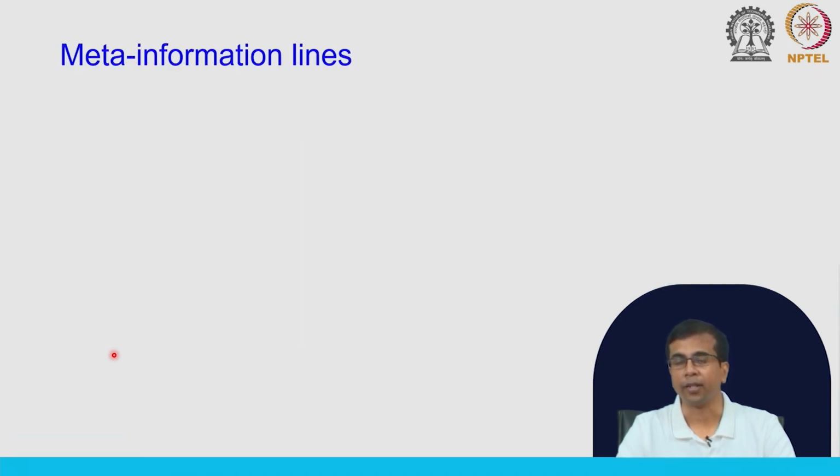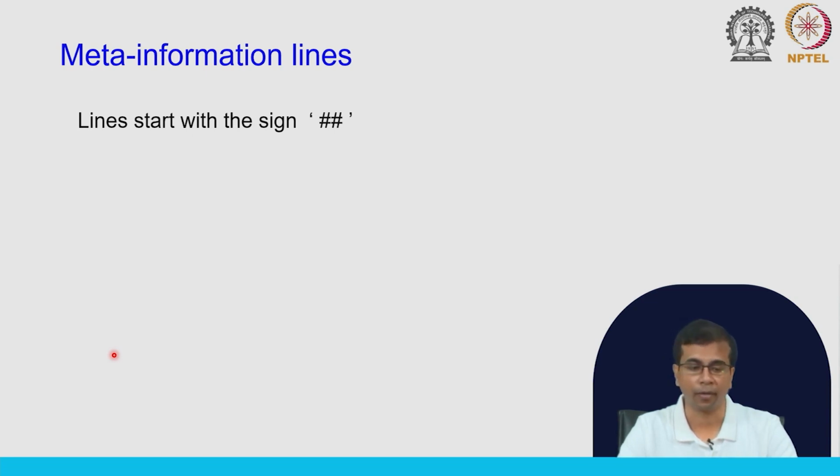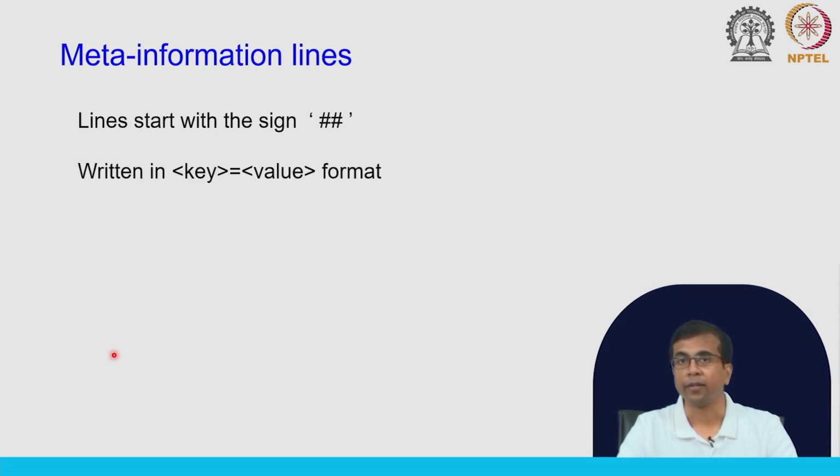We discussed the data lines and we saw certain fields in the data lines that we did not understand completely, and I said that information will be present in the meta information lines. Okay. So, in meta information lines, the lines will start with the sign double hash. We will see this in a moment when we look at the VCF file again carefully, and these lines will be written in key equals value format. So, we will see again what we mean by this key equals value format.